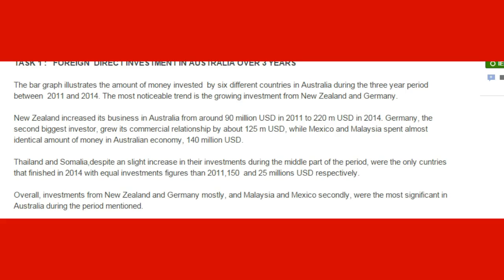Malaysia spent almost identical amounts of money while Mexico and Malaysia invested almost identical amounts, 140 M. Okay, we don't have to say amounts of money because it's clear, it's obvious, and we don't have to say spent because that's wrong. We have to say invest. Okay, it's the difference between throw and catch. Spend and invest are different words.